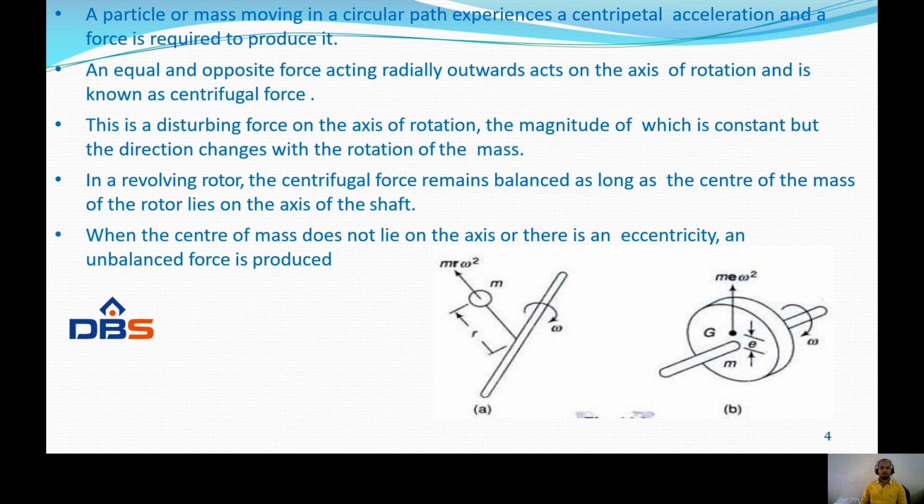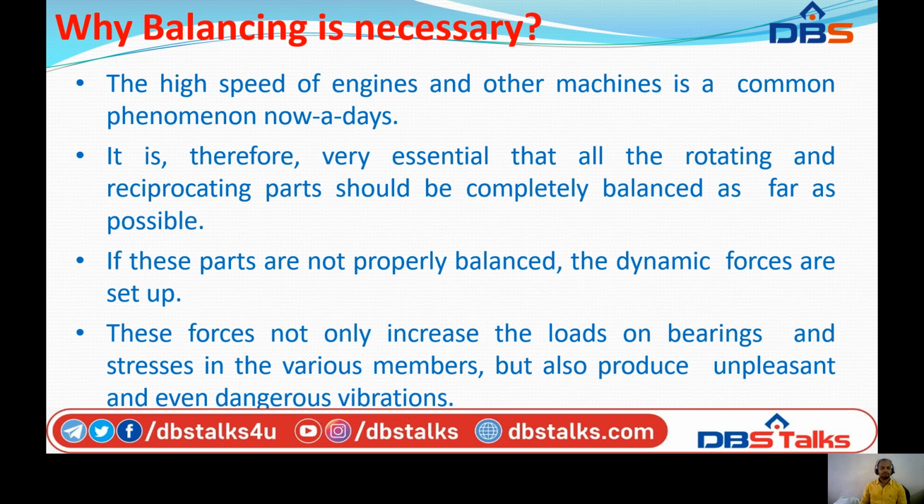In a revolving rotor, the centrifugal forces remain balanced as long as the center of the mass of the rotor lies on the axis of the shaft. When the center of the mass doesn't lie on the axis, or there is an eccentricity, an unbalanced force is produced, where the centrifugal force is m omega square r. So these forces, which are rotating about the axis of rotation, are all to be balanced.